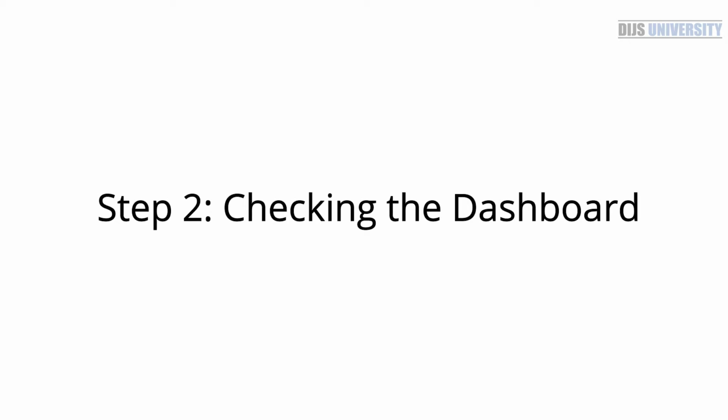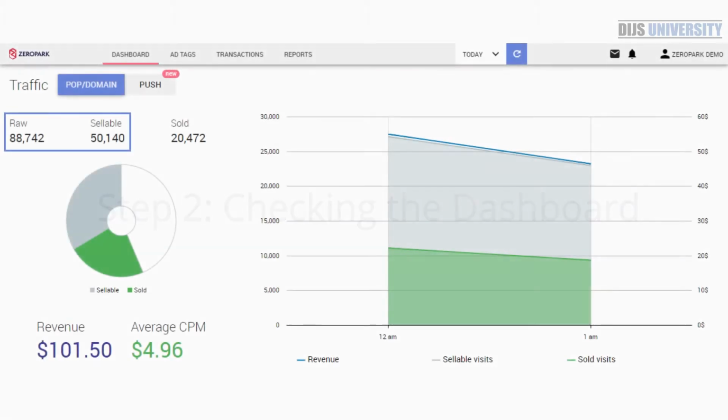Welcome to step 2, checking the dashboard. Once you finish creating your first ad tags, it's crucial to monitor their performance using the tools available on the Zeropark platform. The information included there enables you to spot potential issues and optimize the traffic you send to boost your revenue. So let's talk about raw versus sellable visits.